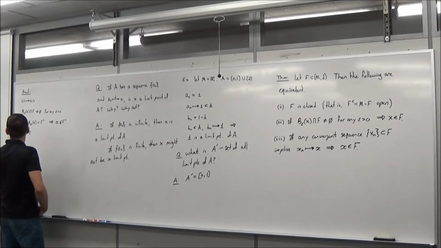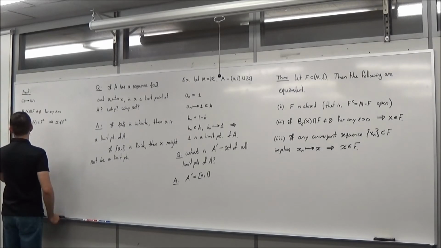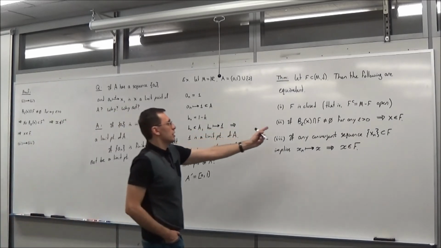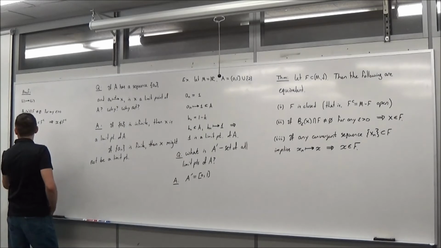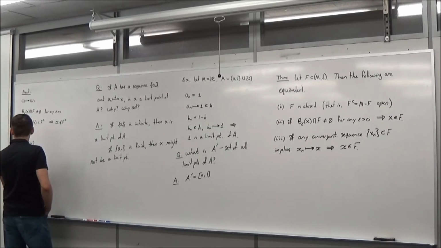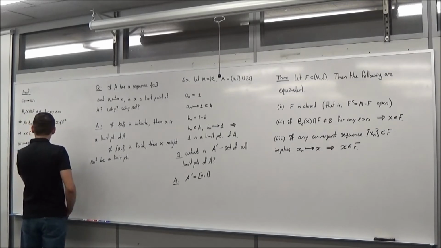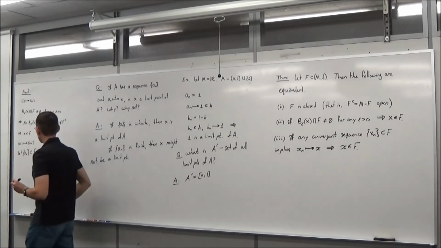So now we look at how 2 implies 3. We assume 2, and we see how that implies 3. So I'm assuming that this condition is true. So I take a sequence. Let xn be a sequence in f such that xn goes to x. My goal is to show that this implies x is a member of f.